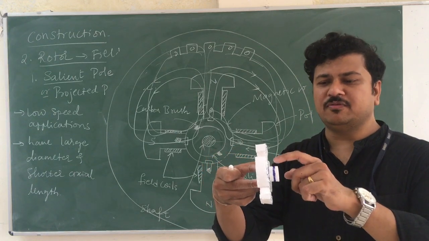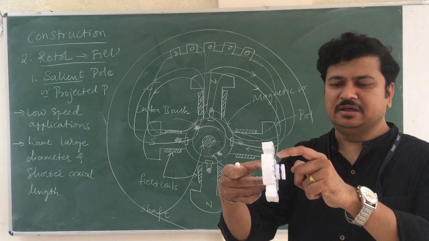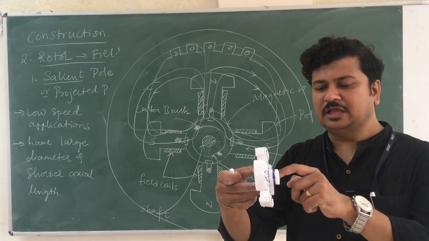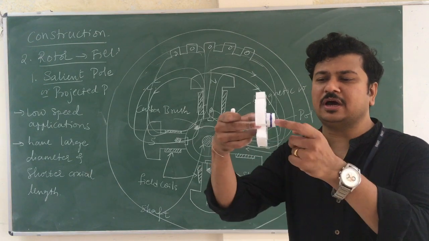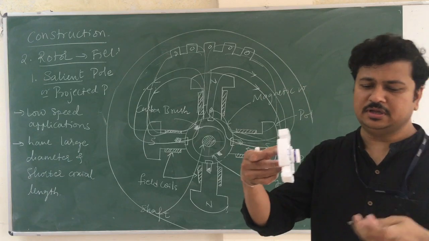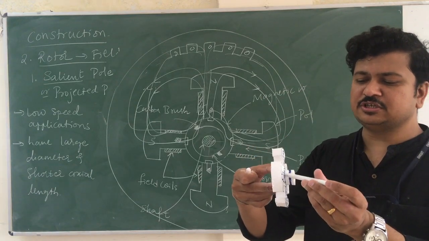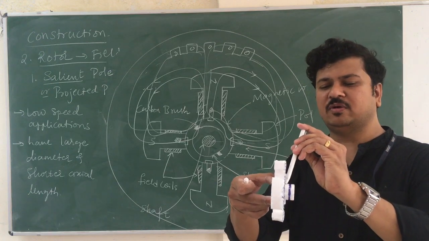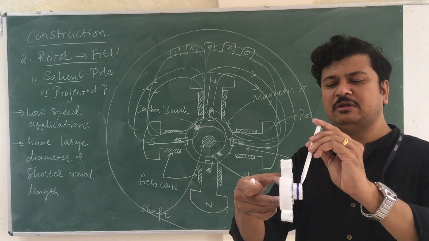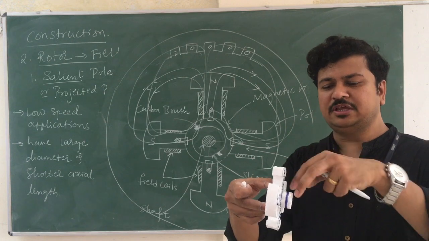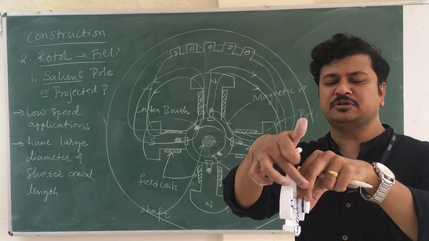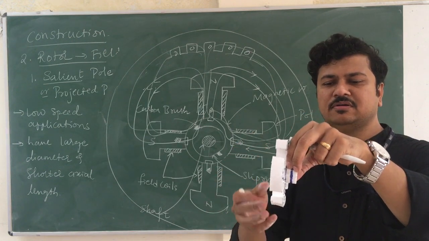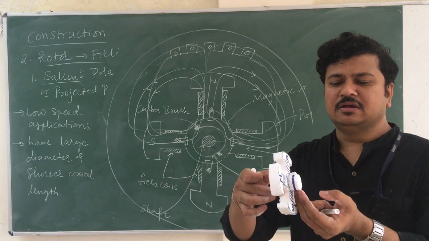One end of the field coil is connected to one slip ring, the other end of the field coil is connected to the other slip ring. On these two slip rings there will be brushes. Suppose my fingers are brushes.